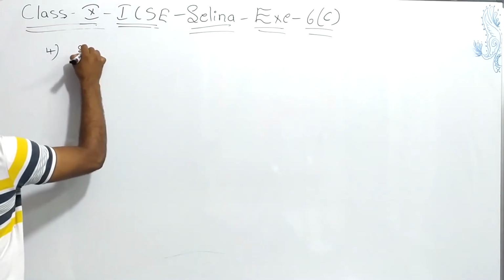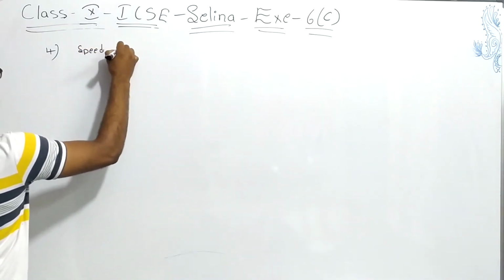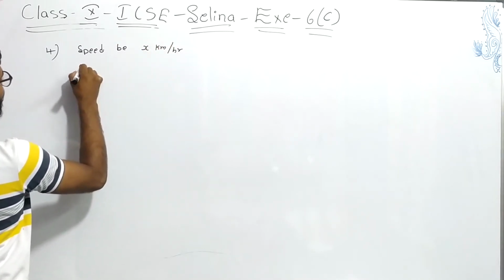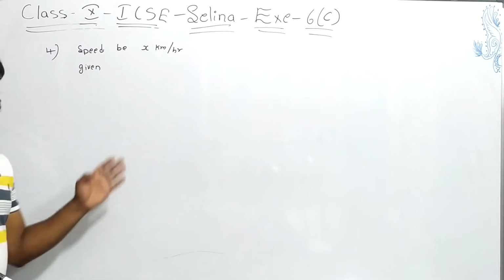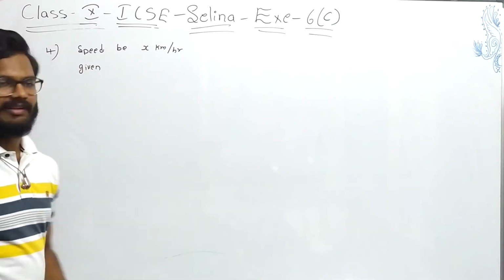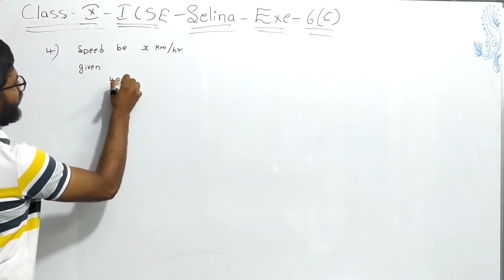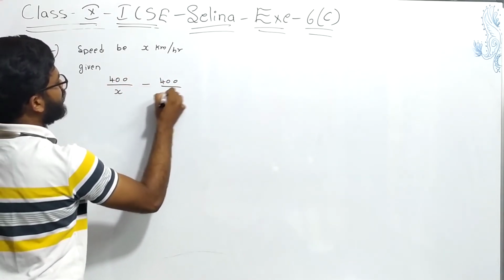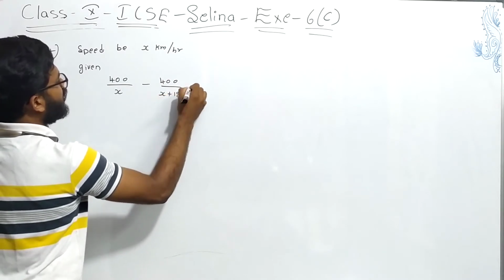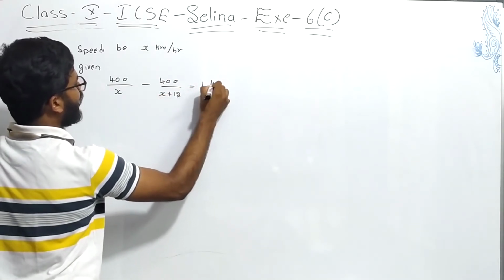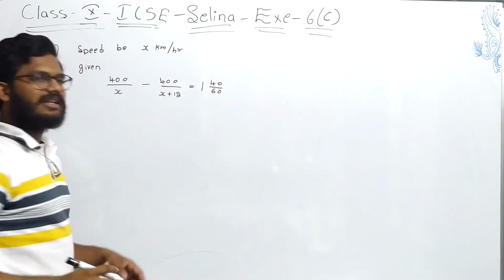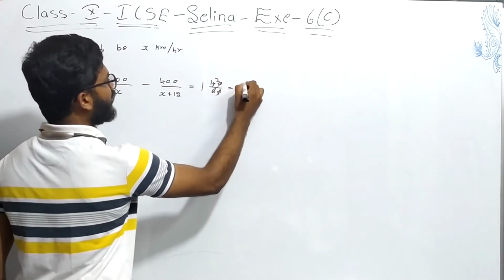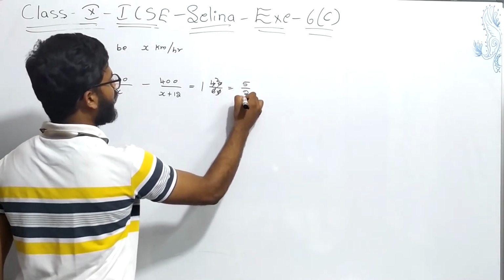So let the speed be x kilometer per hour. Given, I am writing the equation directly from the given condition. The difference between the times. So 400 by x minus, after the speed increases the time will reduce, right? Is equal to 1 hour 40 minutes. So 1 hour 40 minutes, I am changing into hours. 2 3s are 6, so 1 and 2 by 3 is equal to 5 by 3.